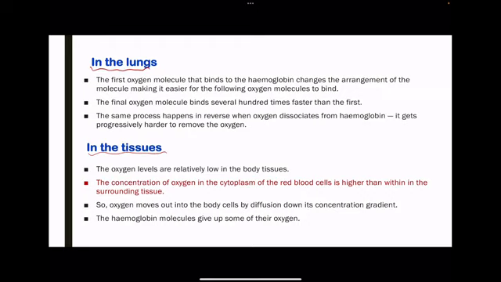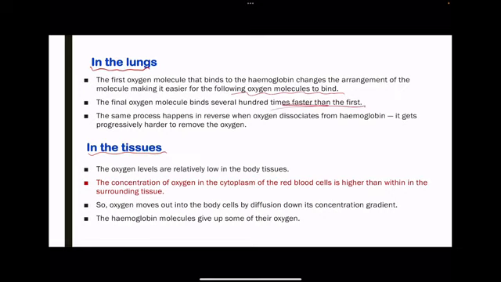During the loading process, or the binding process, the first oxygen molecule that binds the hemoglobin changes the arrangement of the molecule, making it easier for the following oxygen molecules to bind, meaning it becomes progressively easier to bind more oxygen, and the final oxygen molecule binds several hundred times faster than the initial one.